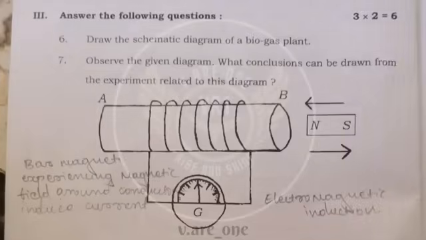Sixth question, you need to write the biogas plant diagram. And seventh one, observe the given diagram and what conclusions can be drawn from the experiment related to this diagram. Here we are taking a bar magnet, and the coil experiences the magnetic field present around the conductor. So it is inducing current and shows deflection in the galvanometer, and this is electromagnetic induction.